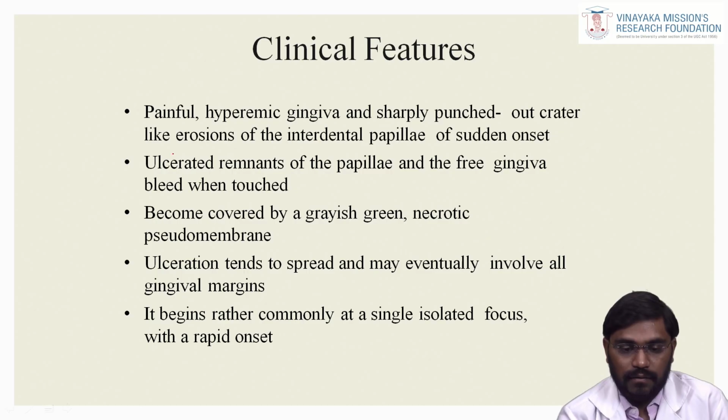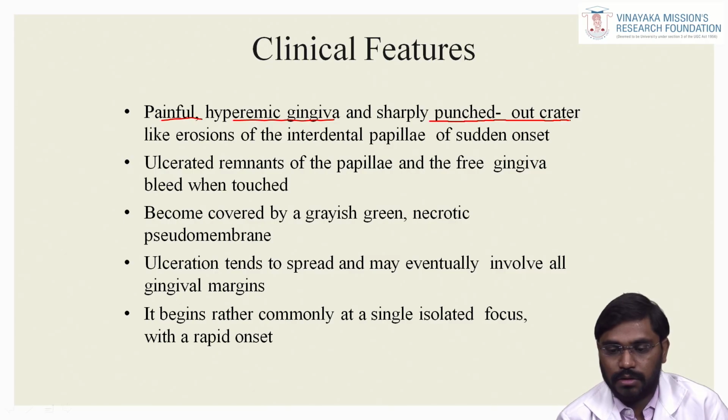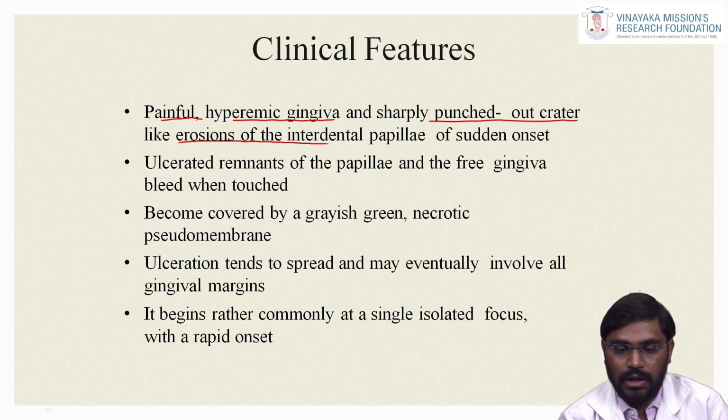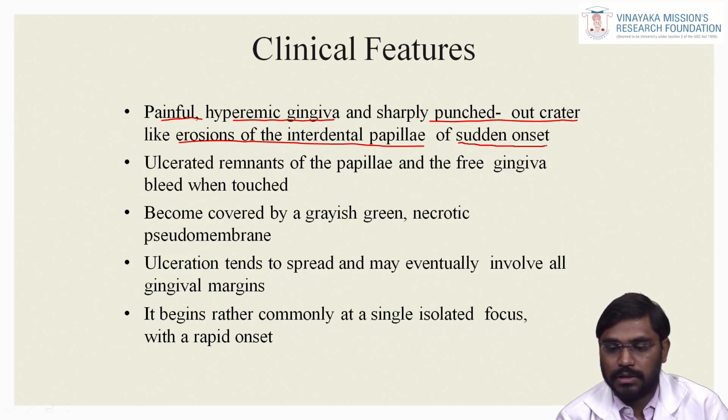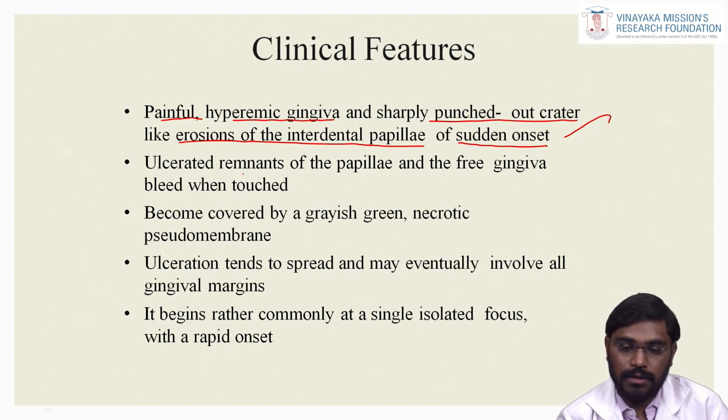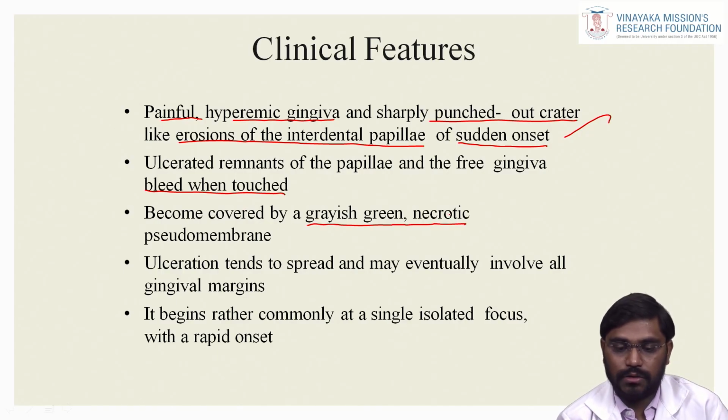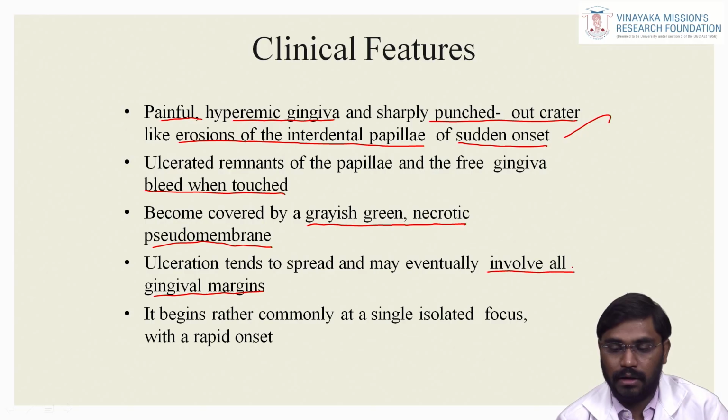So usually the clinical feature is painful, hyperemic gingiva and sharply punched out crater-like erosions of the interdental papillae, and it is of sudden onset. It is one of the main clinical features. Ulcerated remnants of the papilla and free gingiva bleed when touched. So when you touch it, there is bleeding, and a greyish green necrotic pseudomembrane will be formed on the teeth or gingiva. Ulceration tends to spread and may eventually involve all gingival margins. So all gingival margins will be involved.